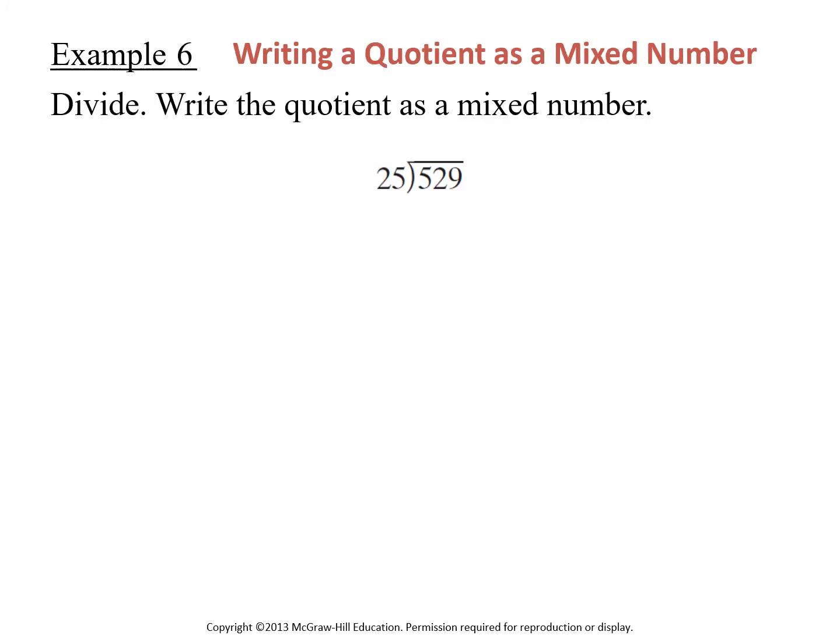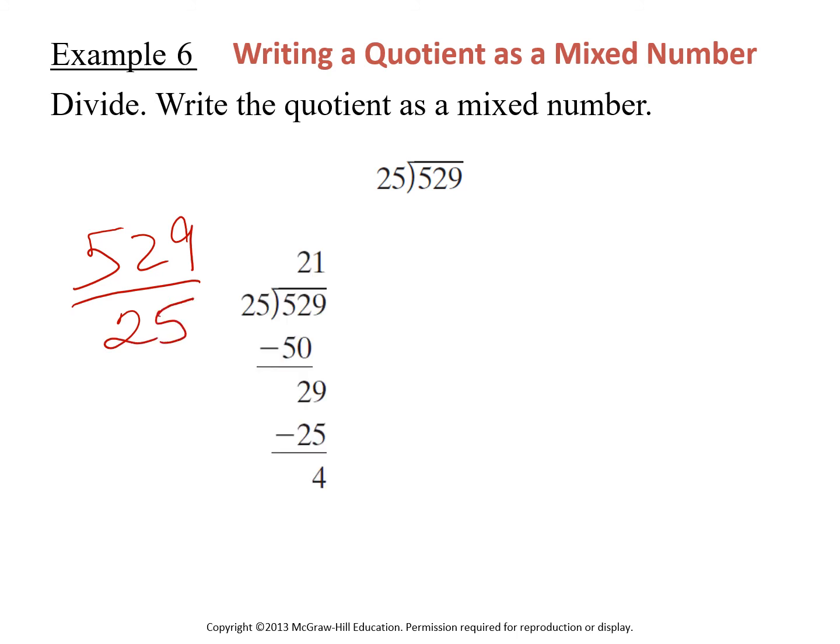Here we're going to write the quotient as a mixed number. So we have 529 25ths, and we're going to write that as a mixed number. So we do the division, and we get 21 with a remainder of 4. And remember, that's going to go over the divisor. So 21 4/25ths.